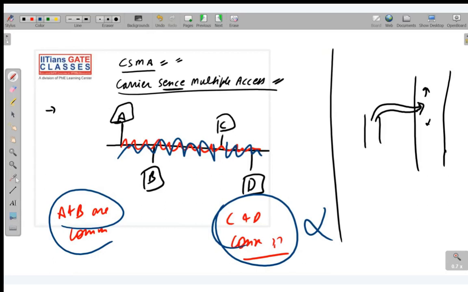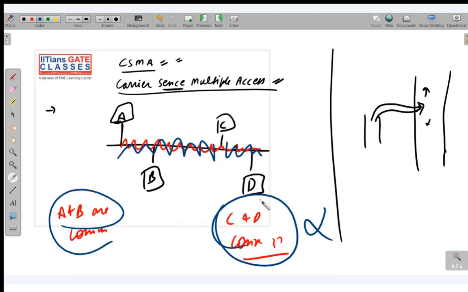Why? Because when A and B are communicating, that means there is already communication going on between A and B, so A's signal is going everywhere. So C will sense the channel and it will find it busy. Hence, they will not communicate. So we have written that when A and B are communicating, then C and D cannot communicate, because C will sense the channel and it will find it busy.